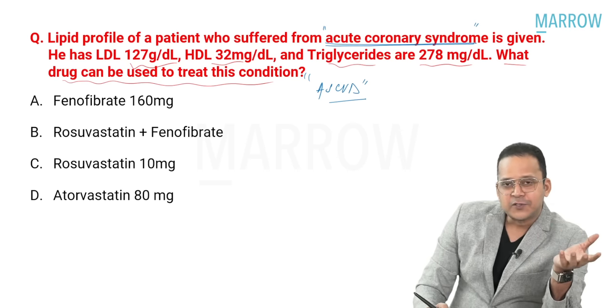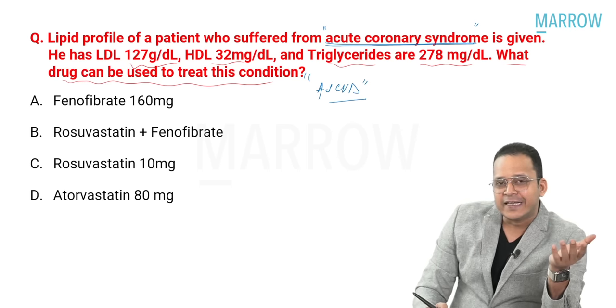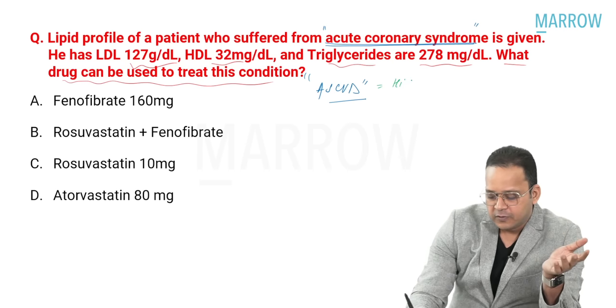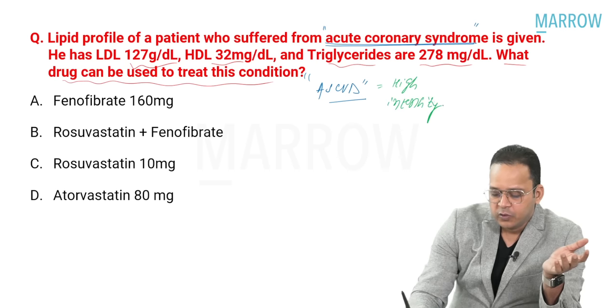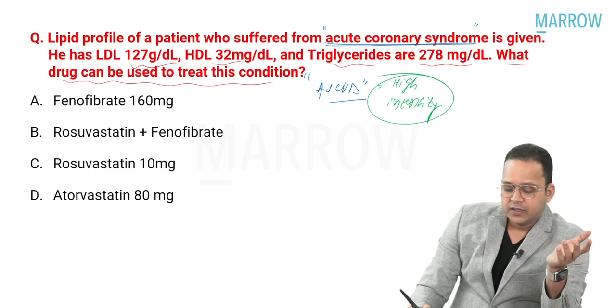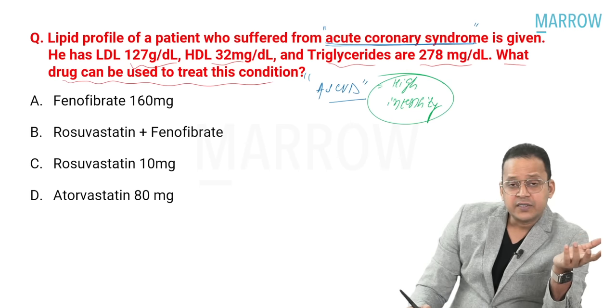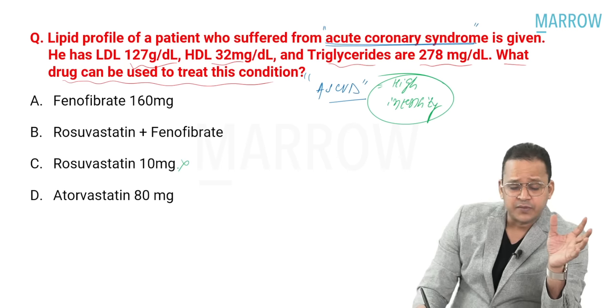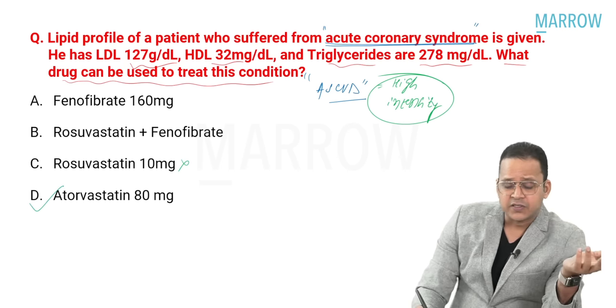So, first of all, this is a case which falls into which intensity, high or low? It falls into high intensity. So I'll be using statins. High intensity means, so rosuvastatin 10 milligrams is not high intensity. So, atorvastatin 80 milligrams is the answer here.